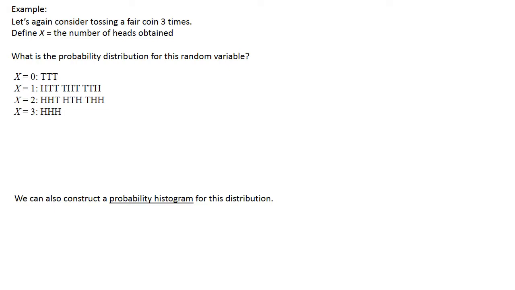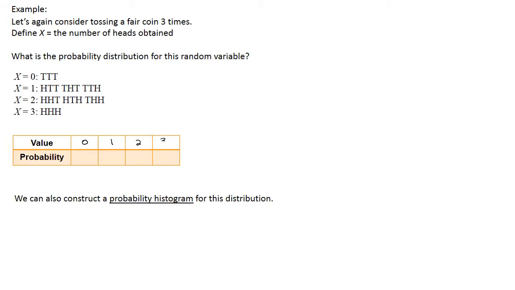So the way we will make our probability distribution is we'll write down the values 0, 1, 2, or 3, and then we'll see that there's only 1 out of 8 possible ways to get a value of 0. There's 3 out of 8 possible outcomes, ways to get 1 head, and then there's 3 out of 8 possibilities for getting 2 heads, and just 1 out of 8 ways of getting 3 heads.